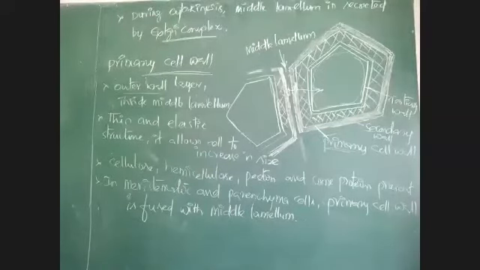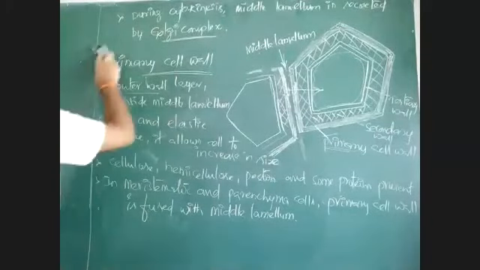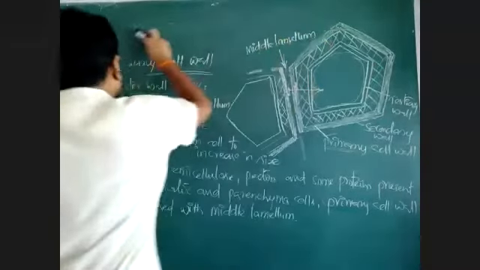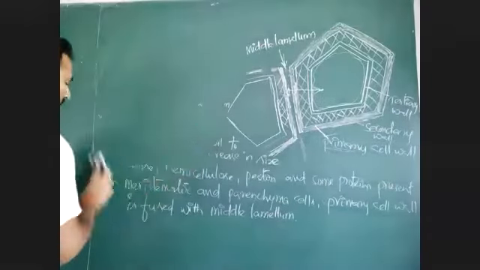The cell wall is divided into three layers: primary layer, secondary layer, tertiary layer. Primary wall, secondary wall, tertiary wall. This is the primary cell wall. See the next one, the secondary cell wall. I am keeping the diagram the same here. I am not erasing.